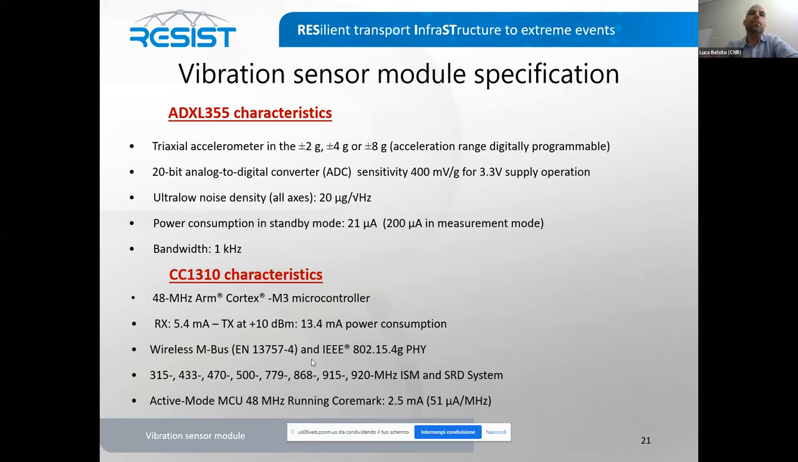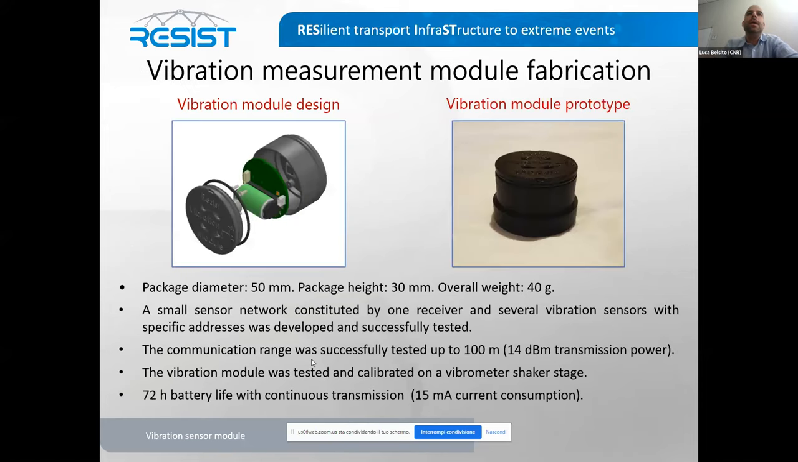For the communication, we finally decided to use sub-gigahertz communication to improve as much as possible the battery life. And we use 868 MHz for communication. Here we can see the vibration module prototype on the right. This is a module with a diameter of 50 millimeters and a height of 30. It's really light. The weight is less than 40 grams.